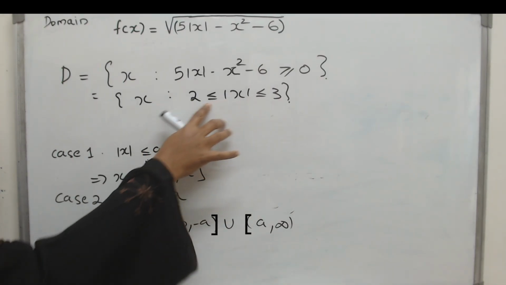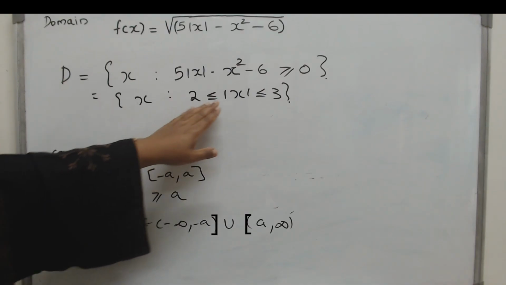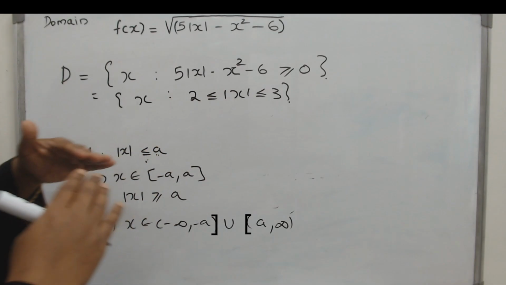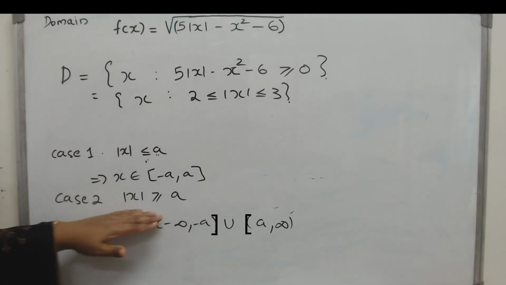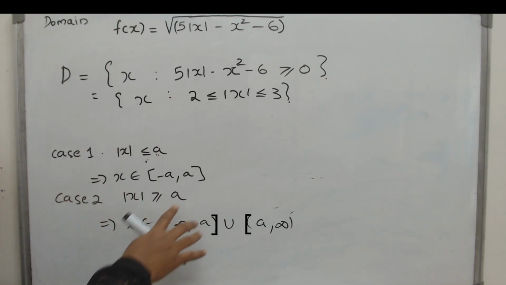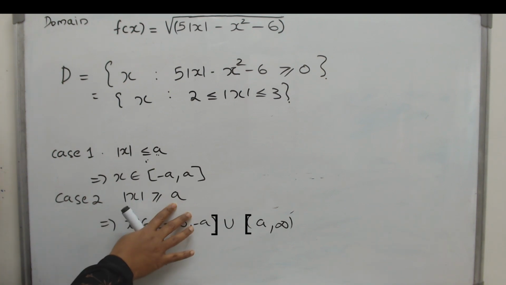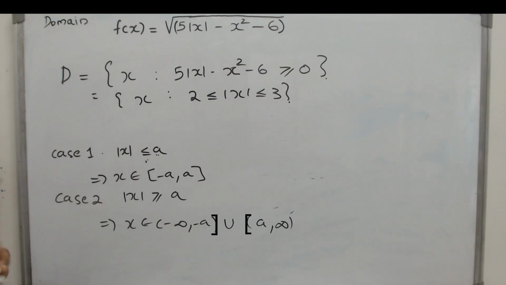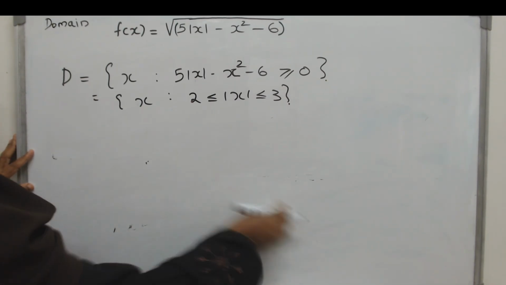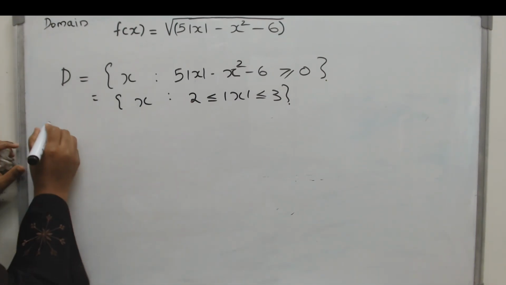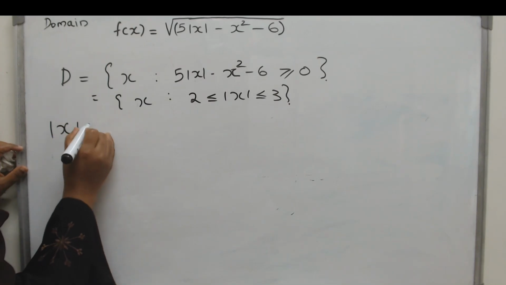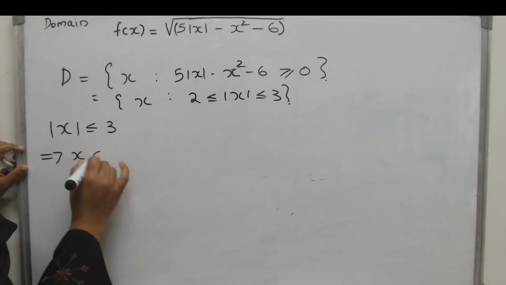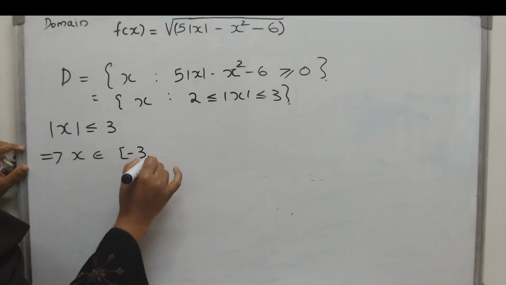What is happening over this side? 2 is less than or equal to modulus x, which means what? Modulus x has a lower limit. That is what is happening here. Your a is less than or equal to modulus x. So you have two different conditions. We are just going to combine both. First condition, modulus of x is less than or equal to 3, which means x belongs to minus 3, 3.